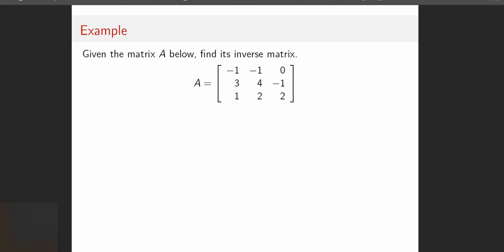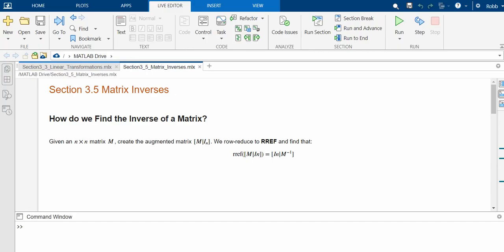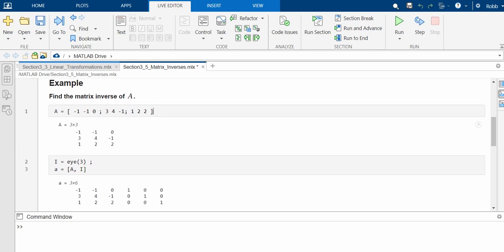Let's jump over to MATLAB. I already have the matrix in here. Again, I got this from the online notes, and there's matrix A. What I need to do is get the 3 by 3 identity matrix, which I'm calling I. Then little a is going to be the augmented matrix of A with the 3 by 3 identity matrix. You can see it here, and remember, the augmentation bar is between them.